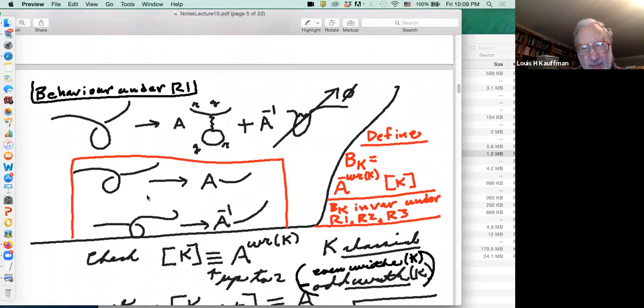We looked at the behavior under the first Reidemeister move, which is quite simple. It either multiplies by A or A inverse according to whether the curl is a plus curl or a minus curl. And I will define the normalized one, let's call it B for binary bracket of K, BK, to be A to the minus the writhe of K times the bracket, just like we usually do, but A to the minus writhe because it goes A inverse under the curls. And this will be invariant under all 3 Reidemeister moves.